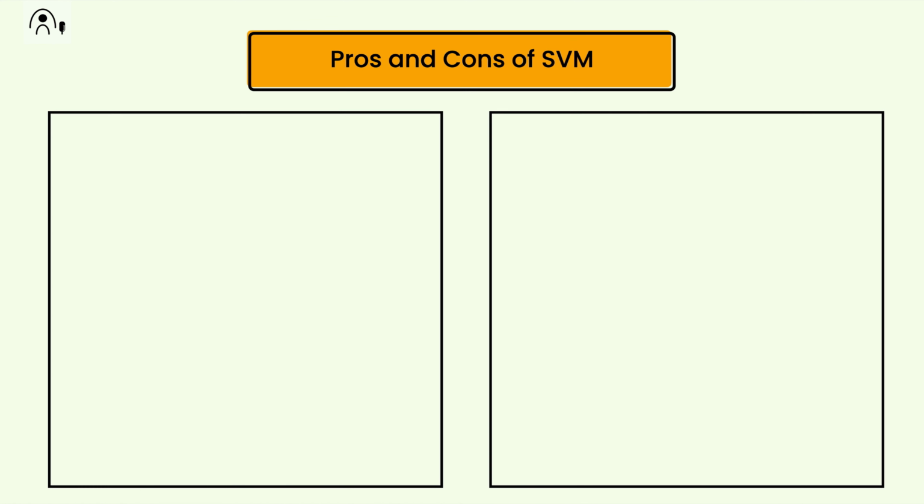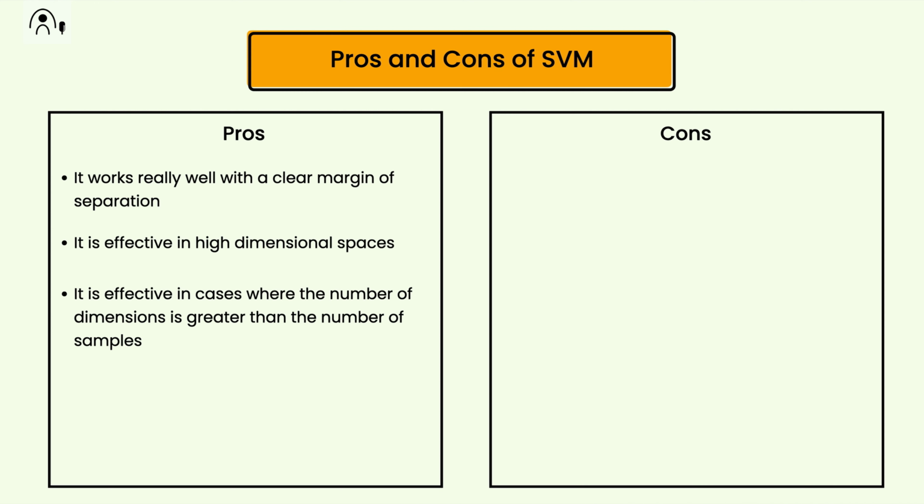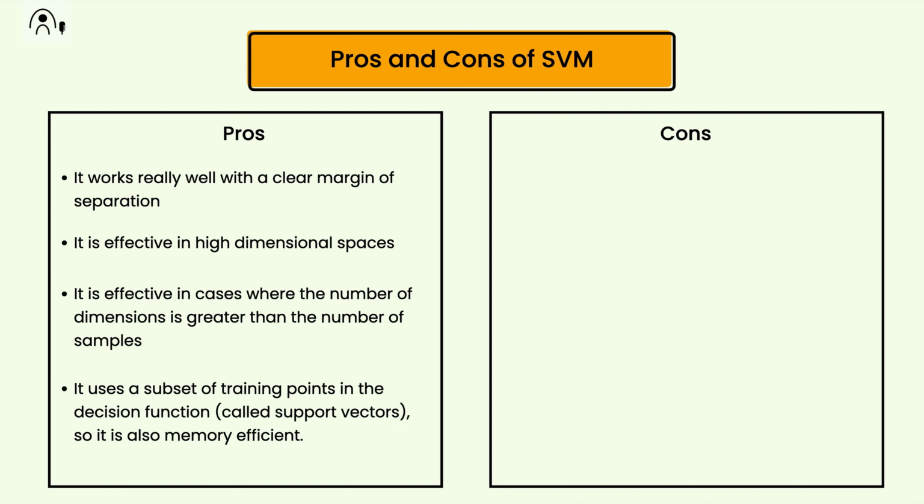Pros and cons of SVM. Pros. It works really well with a clear margin of separation. It is effective in higher dimensional spaces. It is effective in cases where the number of dimensions is greater than the number of samples. It uses a subset of training points in a decision function, so it is also memory efficient.